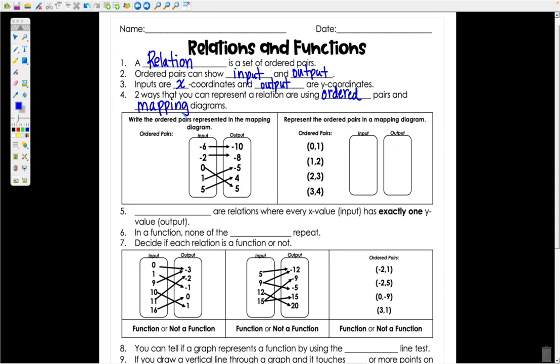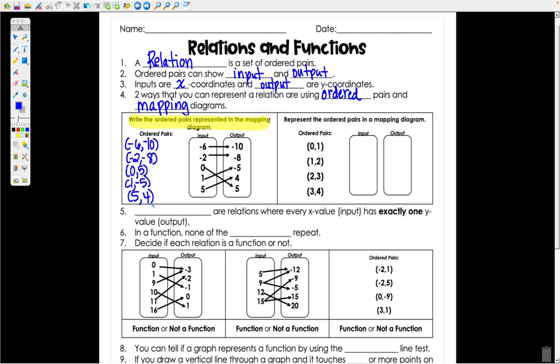Look at what you got below. On this side, it says you're going to write the ordered pairs that are represented by the mapping diagram. That means when you look at the mapping diagram, what do you see mapped with what? What input matched with what output? -6 is matched with -10. What else? 2, -8. 0, 5. 1, -5, and perfect. Those are your input matched with the output.